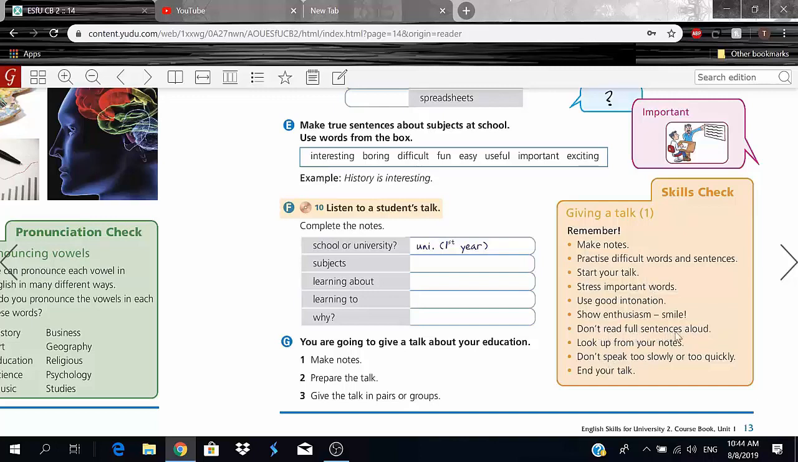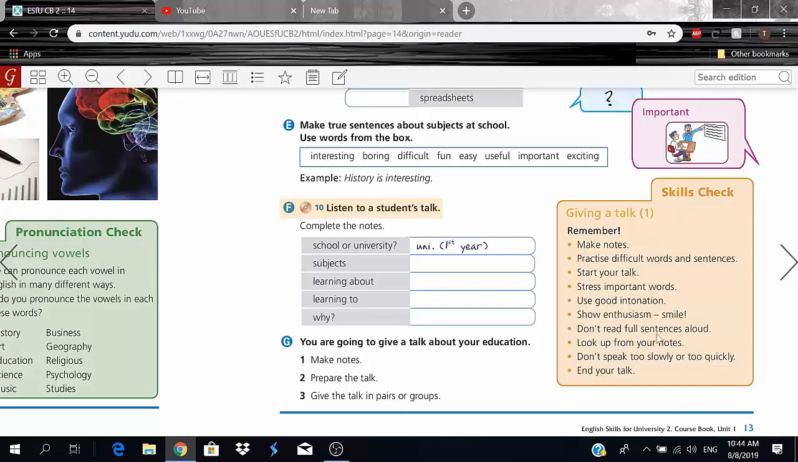Don't read full sentences aloud, and this is obviously referring to your notes, okay? You might have your notes on paper, but don't ever read full sentences from your notes aloud. It makes you look weird, it makes you look unprofessional, and it's just straight up wrong. What you can do, however, is take a glance at your notes to refresh your memory and jump right back into your talk, okay?